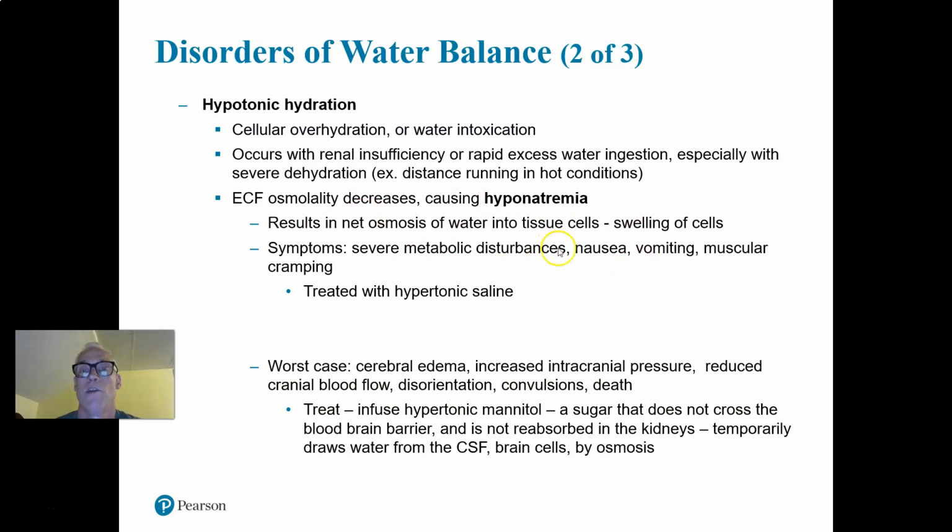This can cause some severe metabolic disturbances, including nausea and vomiting, and can cause muscular cramping. If someone has severe hypotonic hydration, possibly because of renal problems or this condition we talked about, a manual taking on of water, you can ingest or infuse some hypertonic saline, and that will help restore the electrolyte balance in the body.